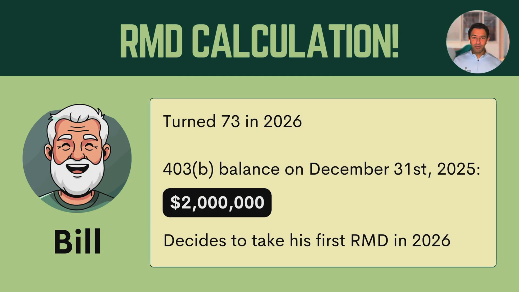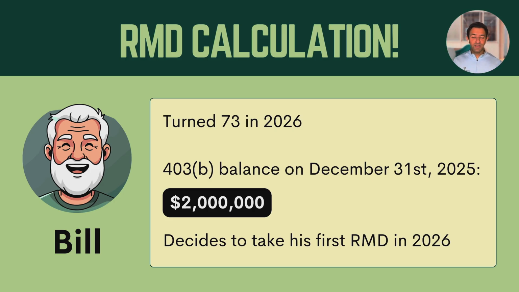So let's look at an example using Bill here. And we're going to assume he has a 403b. I could substitute that with a 401k, a traditional IRA, a 457, a TSP. All of these have RMDs. I'm going to use a 403b here. We're going to take his account balance at the end of the prior year, and then we're going to divide by his life expectancy factor.